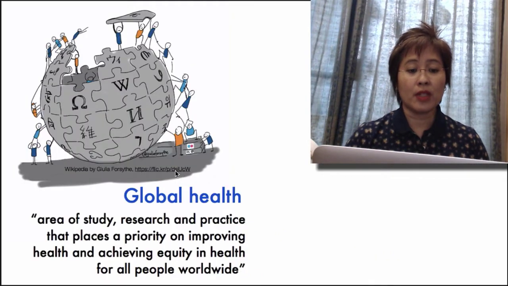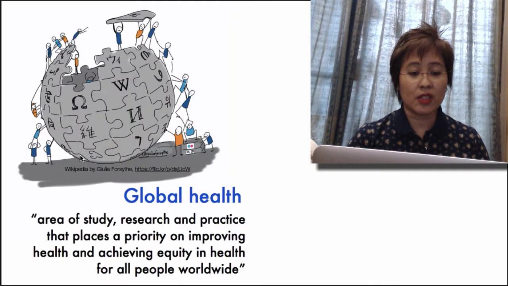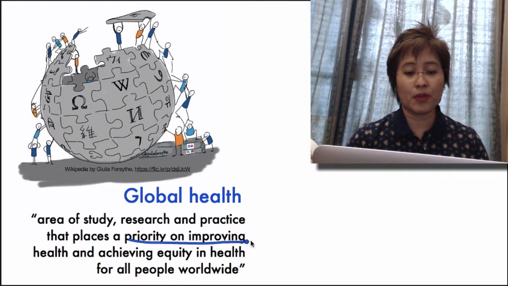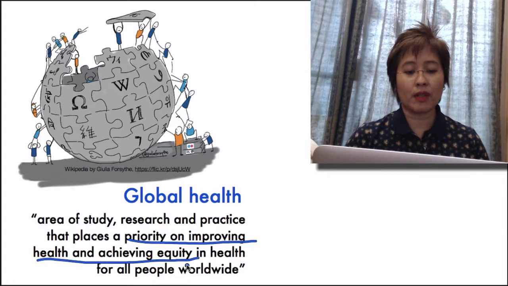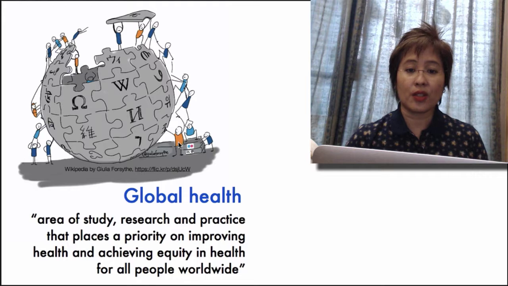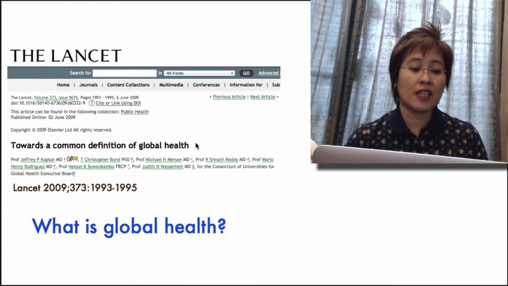Wikipedia defines global health as the area of study, research and practice that places a priority on improving health and achieving equity in health for all people worldwide. We usually don't like relying on Wikipedia, but in this instance, this definition actually comes from a Lancet article that is included in our list, Towards a Common Definition of Global Health, by Dr. Koplan and colleagues.